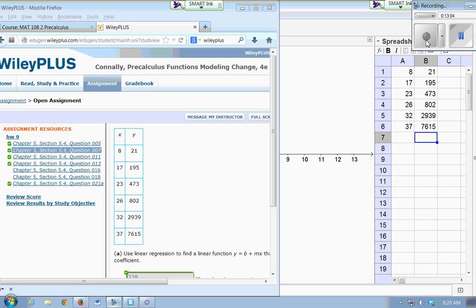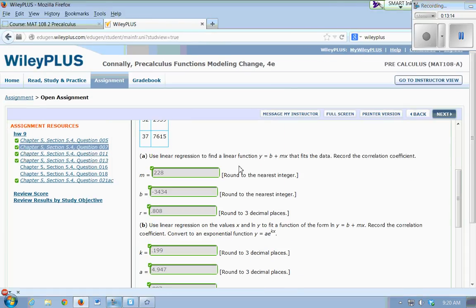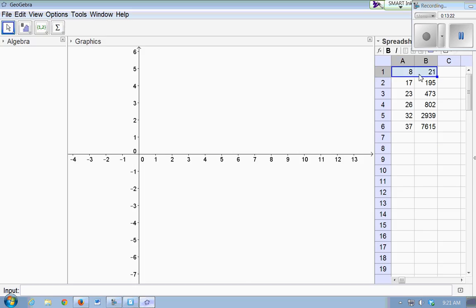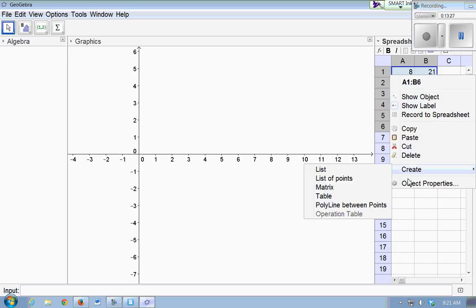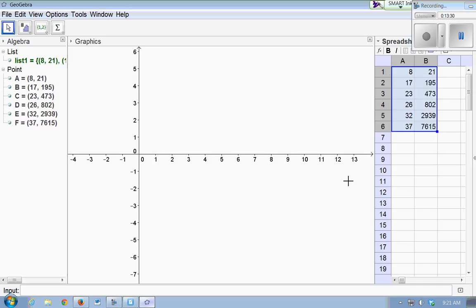All right, so we're looking at number 7 from homework 9, making a line of best fit. So the first thing they ask us to do is just do a line of best fit, straight linear regression. So in GeoGebra, the way I do this is I highlight these coordinates and I right click and I choose create list of points. And the specific directions on how to do this are in that handout I gave you. I think it's the yellow GeoGebra reference sheet. It says how to do this. Or you can use your graphing calculator if you know how to do that.